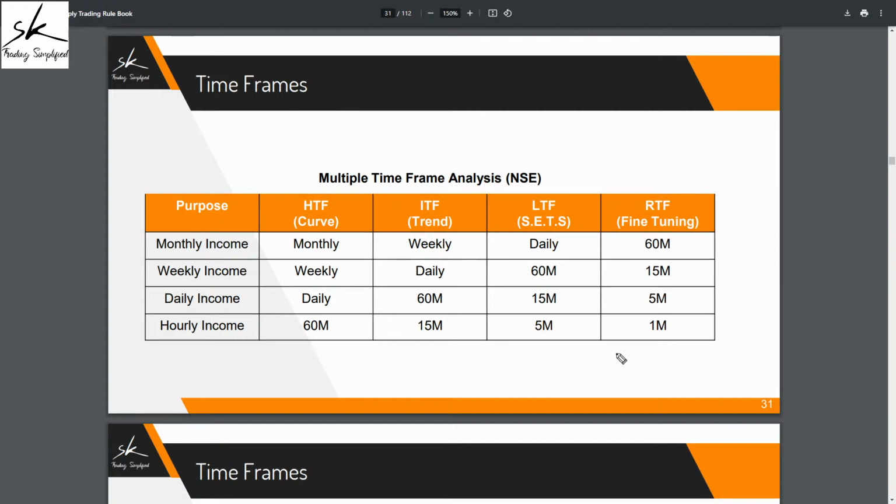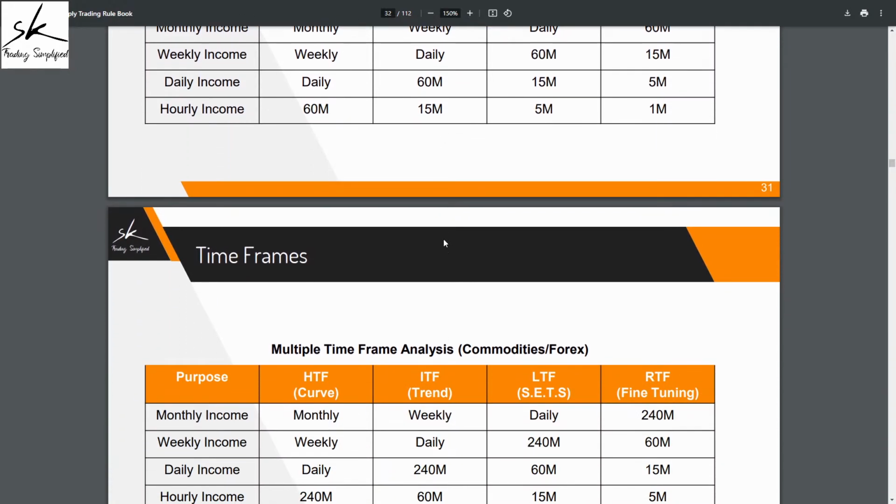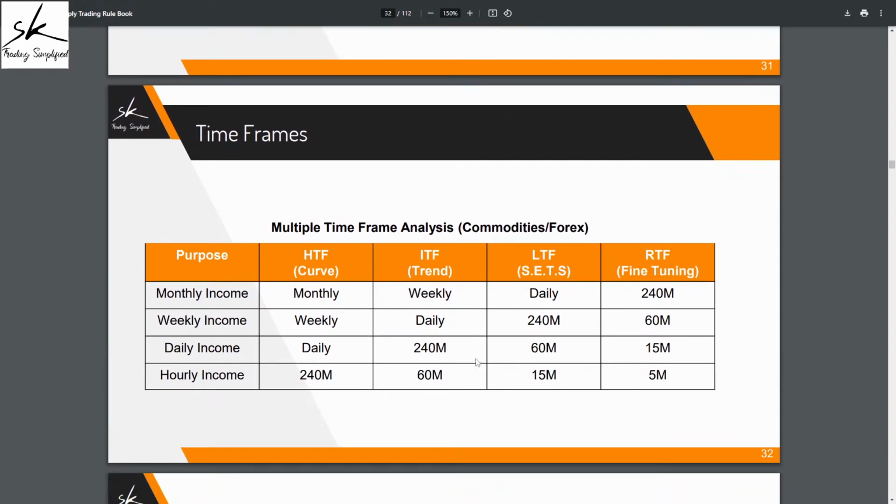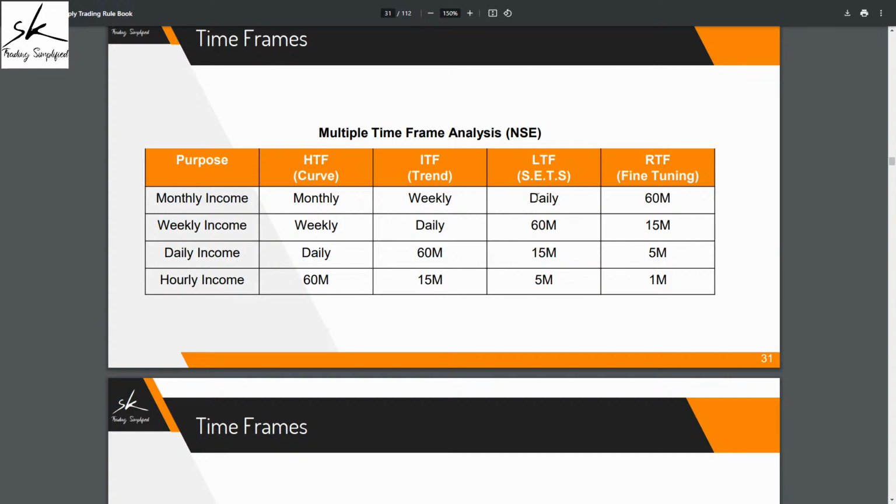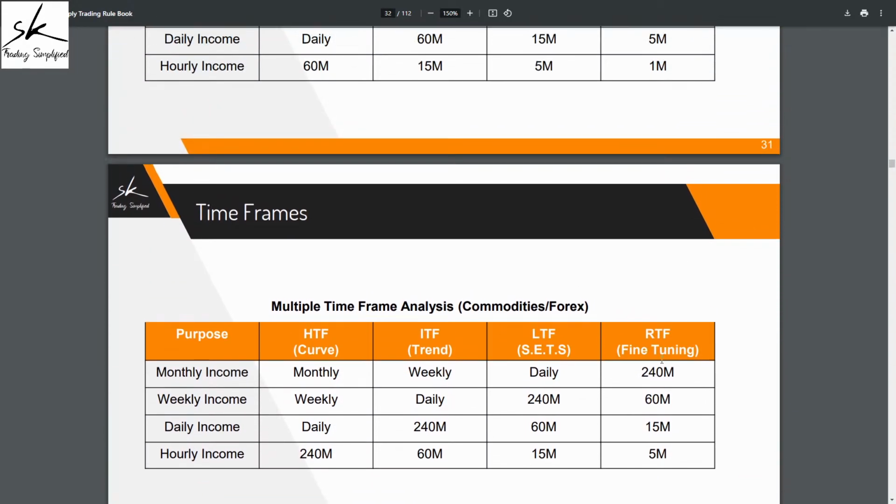Now, mind it, this table, which is on page number 31, is specifically for the NSE market because this market is open for a very short duration, which is around 6 hours and 15 minutes. But if you're trading markets which are open for longer durations, then you can refer to page number 32. This can be used for forex, commodities, markets which are open for longer duration, cryptocurrencies, right? So based on how long your markets are open, you can make your decision whether you want to go for this table or you want to go for this table.